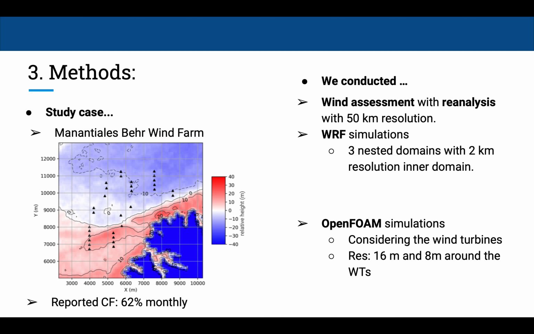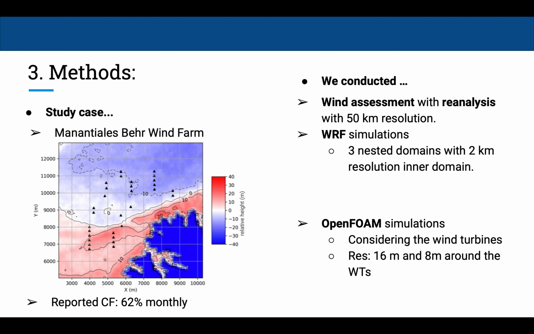For this case, we select the Manantiales Behr wind farm, which is a wind farm located in Patagonia, Argentina. We selected this wind farm because in its first 9 months of working, it reported a capacity factor of 62% in the monthly average and with maximum values of 71%.